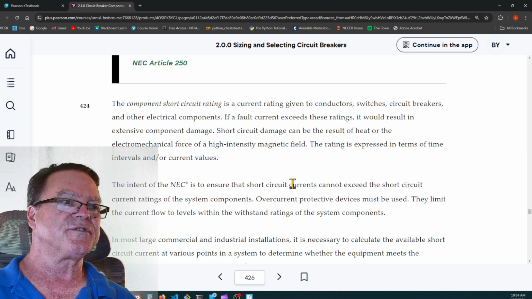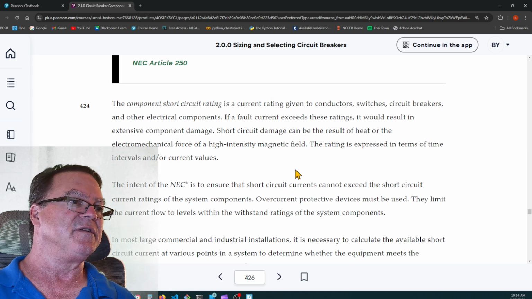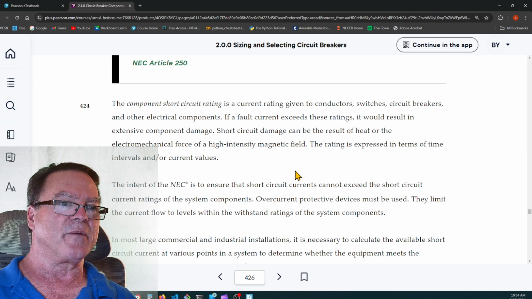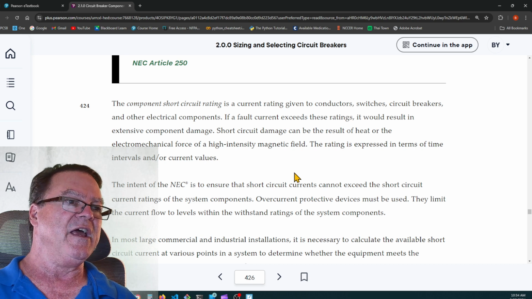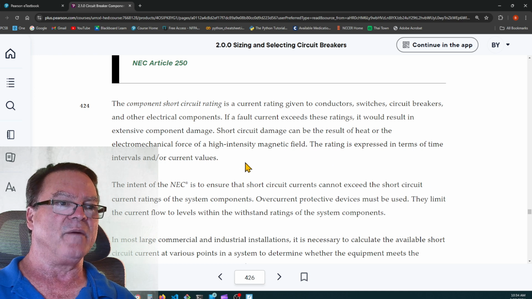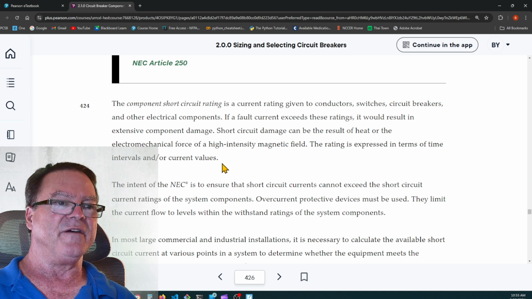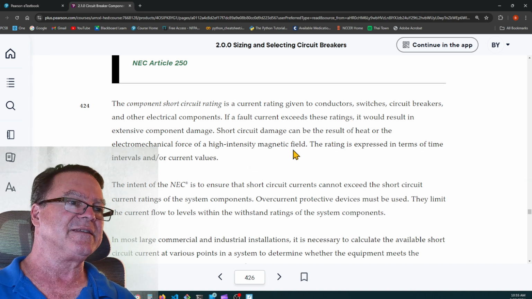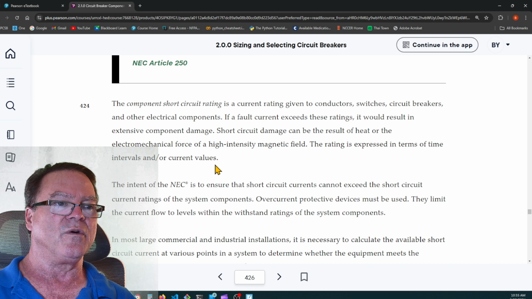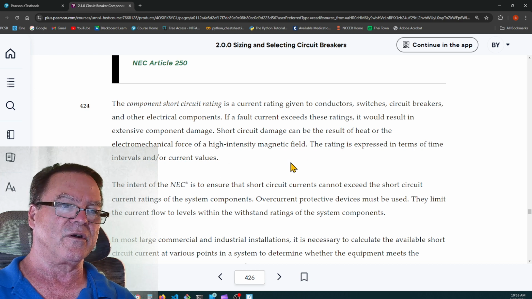The component short circuit rating is a current rating given to conductors, switches, circuit breakers, and other electrical components. If a fault current exceeds these ratings, it would result in extensive component damage. Short circuit damage can be the result of heat or of the electromechanical force of a high intensity magnetic field. Rating is expressed in terms of time intervals and/or overcurrent value.